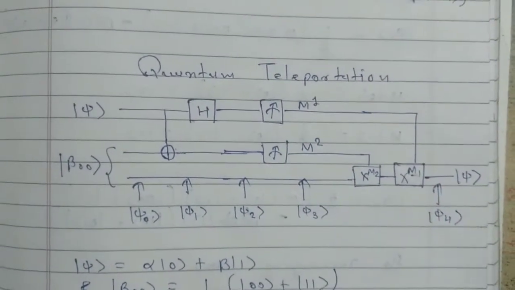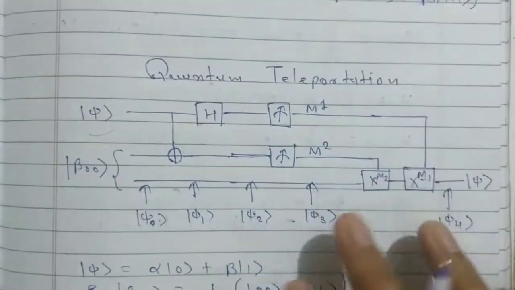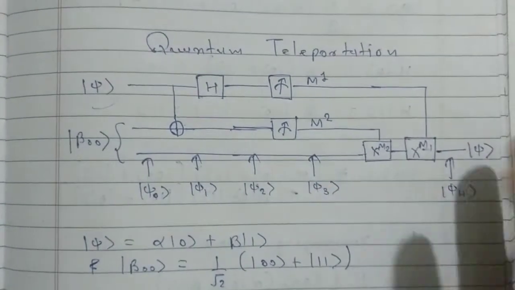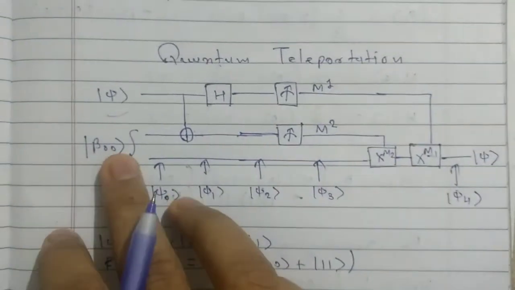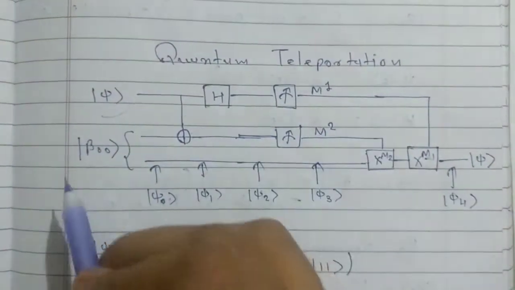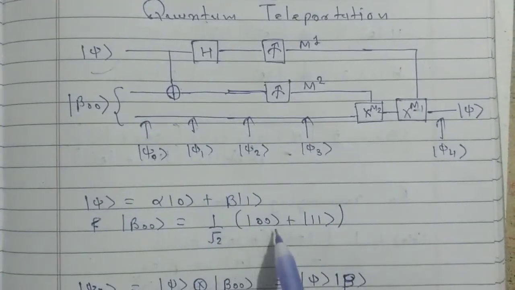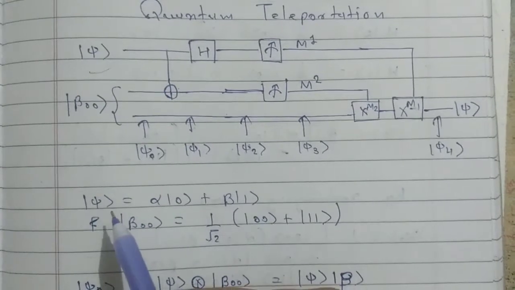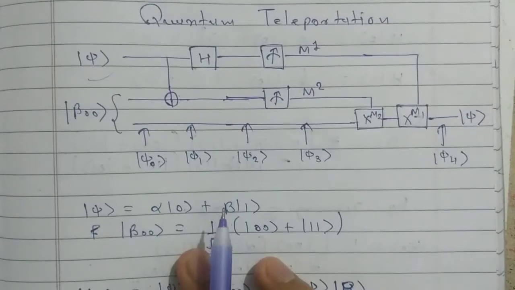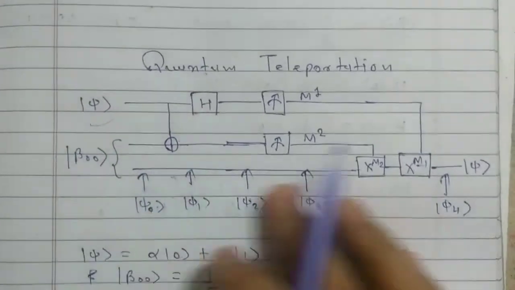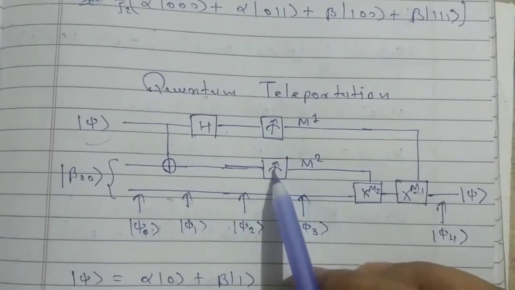Okay, what we have is one qubit, represented as psi, which we need to teleport from place A to place B. And there are another two qubits which are entangled together, which is the Bell state, where beta 00 is 1 by root 2 (00 plus 11), and the qubit we need to teleport is alpha 0 plus beta 1. So as you can see, this is a CNOT gate, this is a Hadamard gate, and these are measurements.